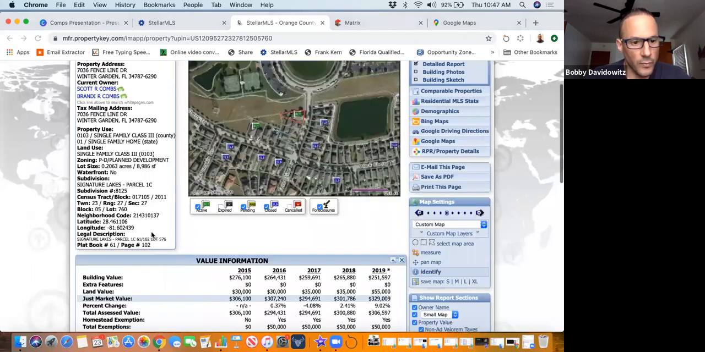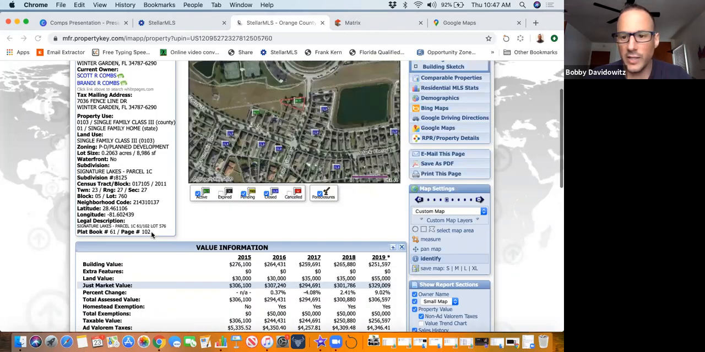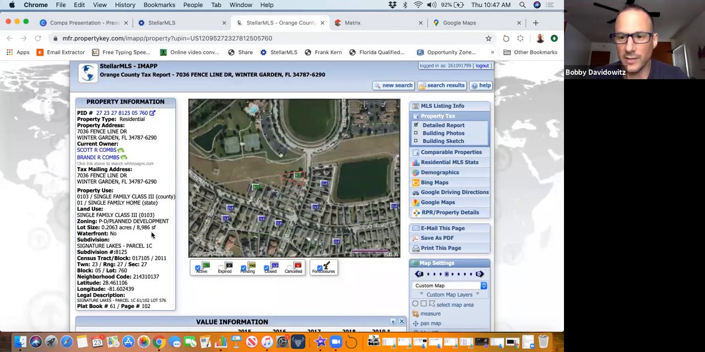So if you scroll down here, you'll see this. Let me show you what iMapp looks like, because this is one of the strongest tools that you have as far as looking information up. On the top left, you see the property address and the owner's names. You'll need this when you're doing contracts. If you want to get the owner's names correctly, you're going to want to see that.